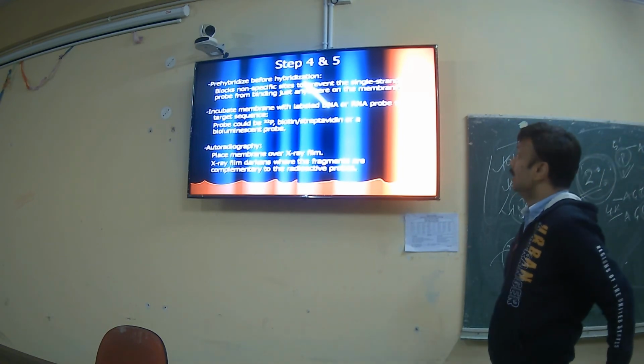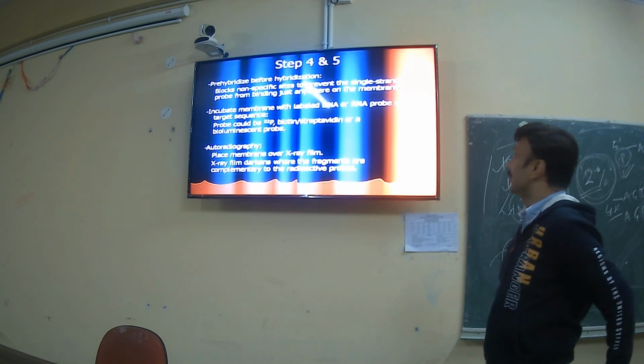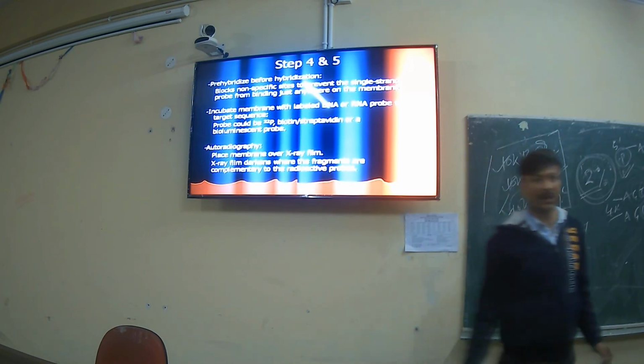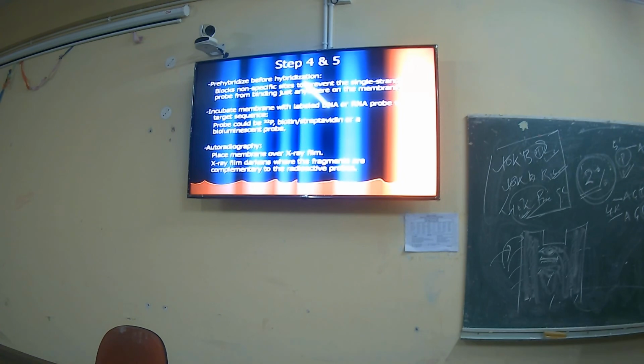The probe can be 32 phosphorus, biotin, streptavidin or a bioluminescent probe, whatever you want to use. In some labs, beta galactosidase is used for color formation, or a dye may be used for appearance. So these are the probes that will be used for the membrane. Then finally you go through autoradiography.